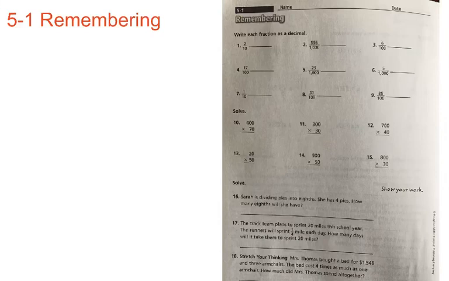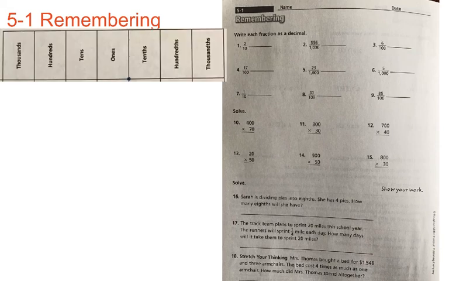Good morning, class. We are in Unit 5, Lesson 1, Remembering, and we are reviewing some multiplication with zeros, and we are reviewing writing fractions as a decimal. We're going to go ahead and just get started with some practice. I am dropping my place value chart in here. We used one when we were first writing fractions as decimals, and I'm going to use it. I think it makes it a little bit easier as you start to complete some of these problems.